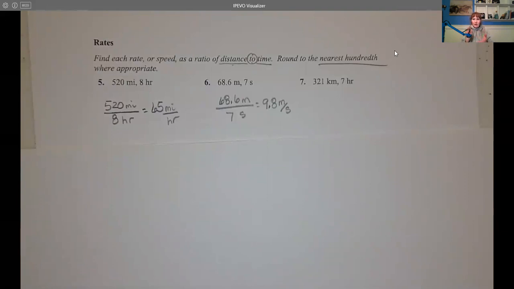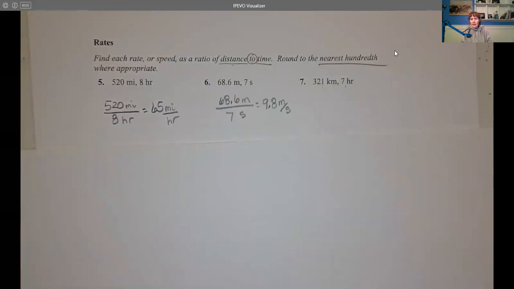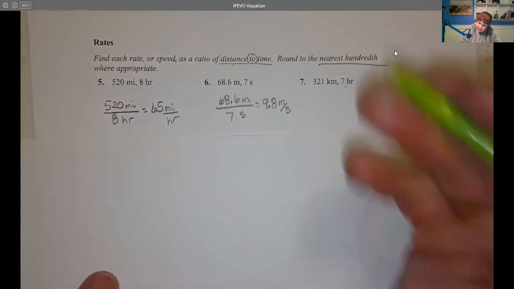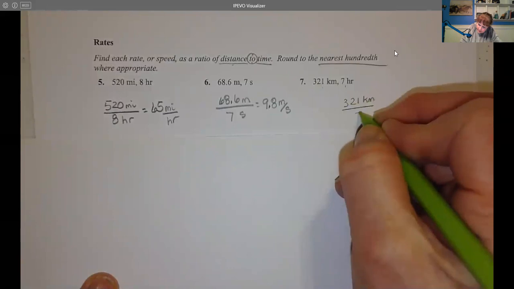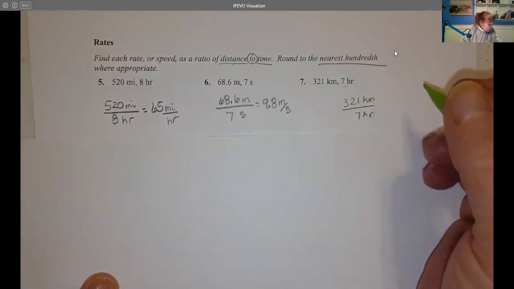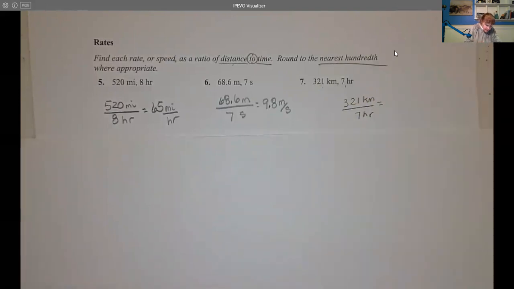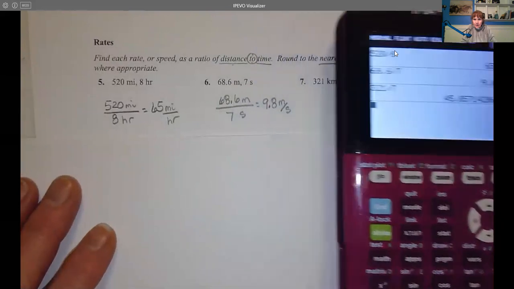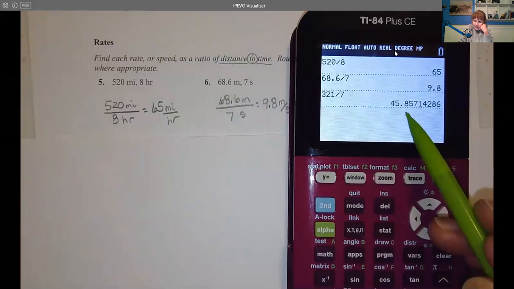For this one, take 321 divided by 7 and get kilometers per hour. We'll just finish it over 7 hours. So we get 321 divided by 7. Oh, well, I'm glad we did this one because this is one we're going to have to round. When I took 321 divided by 7, I got this.